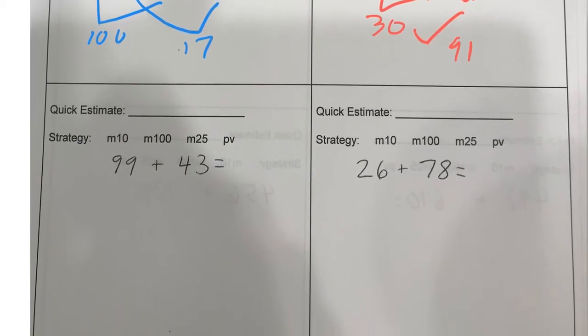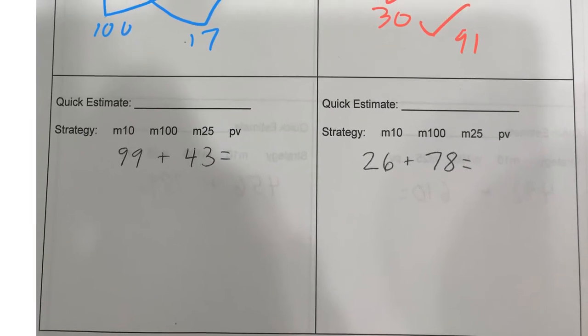Okay, over here, 99 is very close to 100. First of all, my estimate is 140. 99 is super close to 100, so I'm going to use a multiple of 100, and I'm going to break 43 into 1 and 42. Then I've got my 100, and I've got 142. Done.